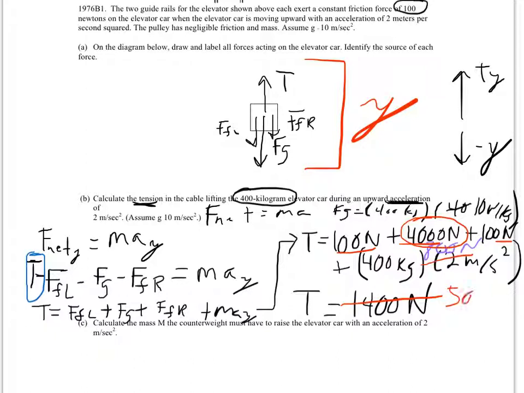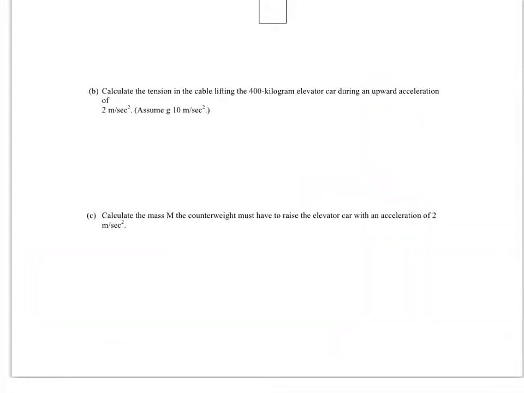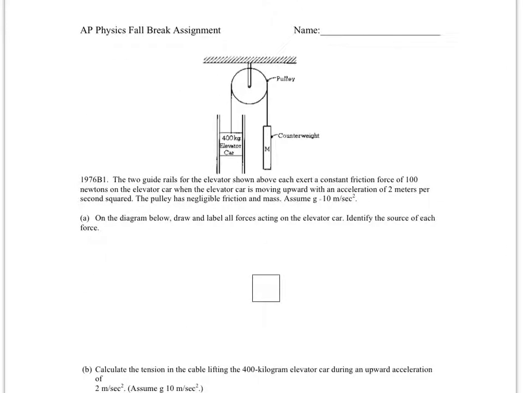Calculate the tension in the cable lifting the 400 kilogram elevator car during an upward acceleration of 2 meters per second squared. Okay, so I have an acceleration. Therefore, this is not an equilibrium problem. It's not up equals down, left equals right. There is an acceleration. And there's a force mentioned, tension. So this is obviously then an F net problem. F net equals mass times acceleration. And if I look at the forces in my diagram, all of these forces are in y. And so we'll just deal with the y net force since there are no x forces. F net y equals mass times acceleration in y.